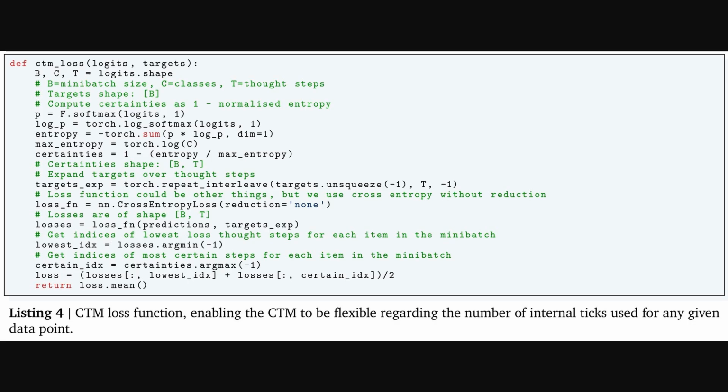Then, instead of just taking the loss from the final thought step, or averaging across all of them, this loss function is quite clever. For each data point, it identifies two specific thought steps: the one where the loss was lowest, and the one where the model was most certain. The final training loss is then the average of the losses from these two particular steps. This approach encourages meaningful representations across different points in the model's internal thought process.